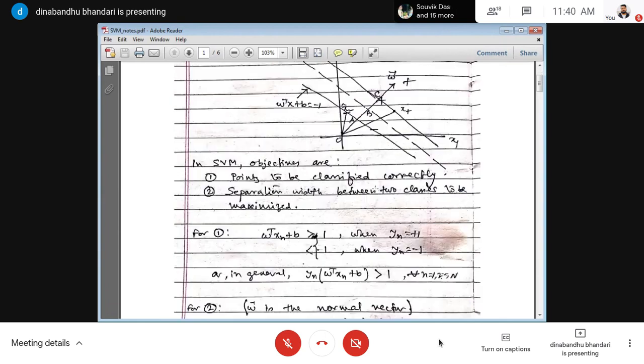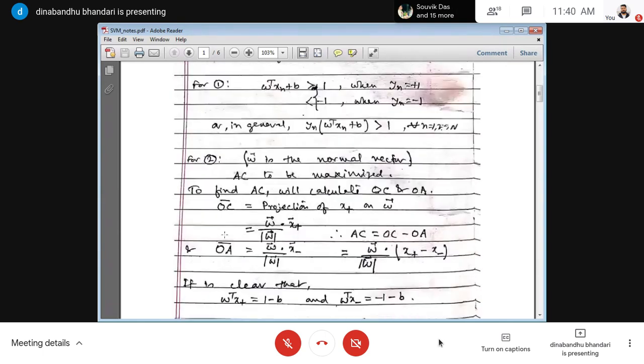And that's what we have done. You see here, OC, the projection of x plus on W, is the unit vector in the direction of W dot x plus, and OA is the unit vector in the direction of W dot x minus. That gives us OC and OA. And what is the margin? That is AC. That is OC minus OA, right? OC minus OA.